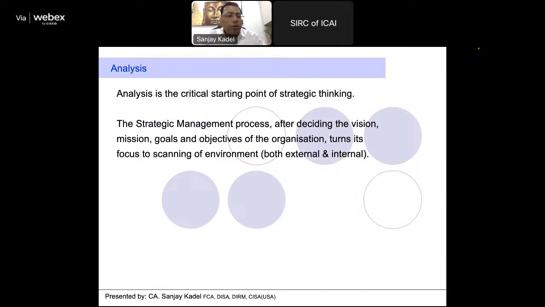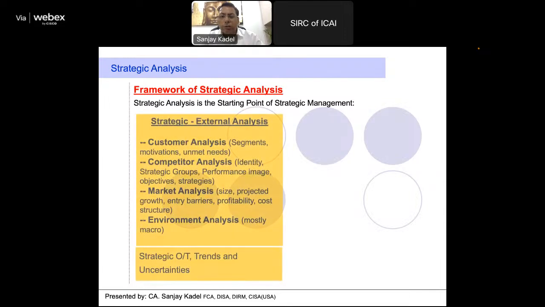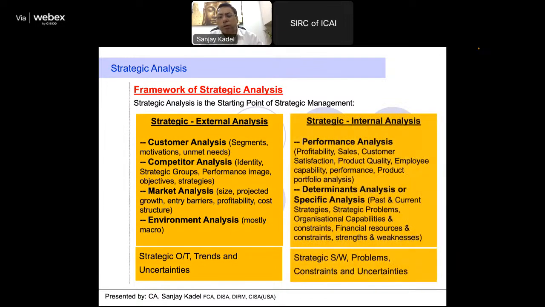Because we cannot take decisions just based on our judgments or our instincts or our emotions. We have to take our decisions based on solid analysis. So that is the reason we are talking about analysis, or strategic analysis, as the point of discussion. So how does this strategic analysis work? See, we do analysis of external factors, and then we do analysis of internal factors.